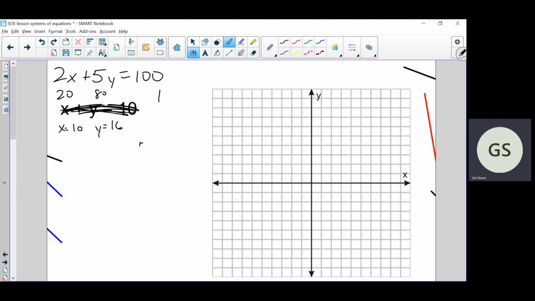So 10, comma 16 would work. That will be on the line that we create because it makes this a true statement. Can anybody else figure one out? There's a ton of them.